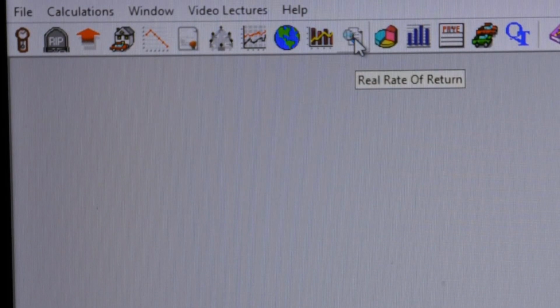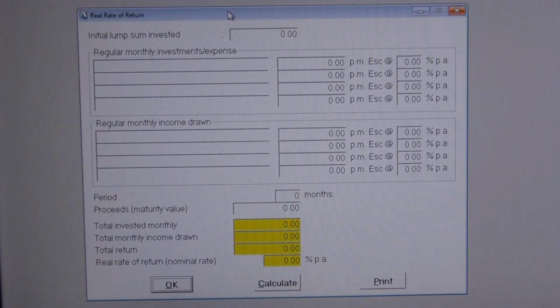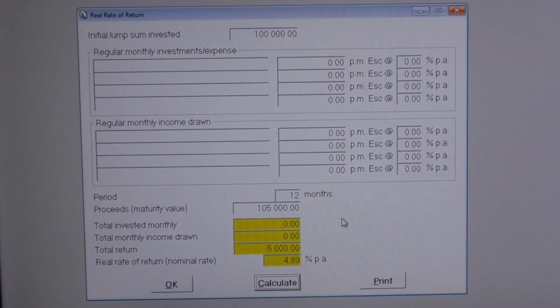This icon opens the real rate of return calculator. This calculator can be used to determine the real rate of return on anything from a simple investment to a complex property project. For example, let's say we invest 100,000 Rand into an investment fund for 12 months and receive 105,000 Rand when we cash in our investment.